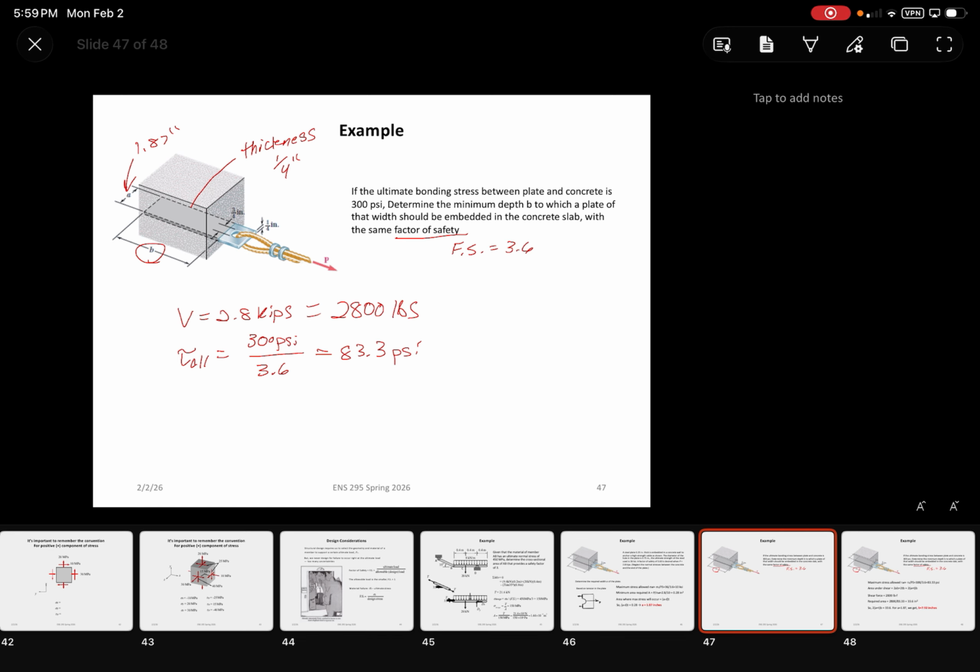Awesome. Now, we want to calculate what the area is, and I presume the area you got from the 2800 divided by the 83.3, right? Yeah. Which gives us the 33.6 inches squared. Awesome. Now the trick becomes, what does that area look like?